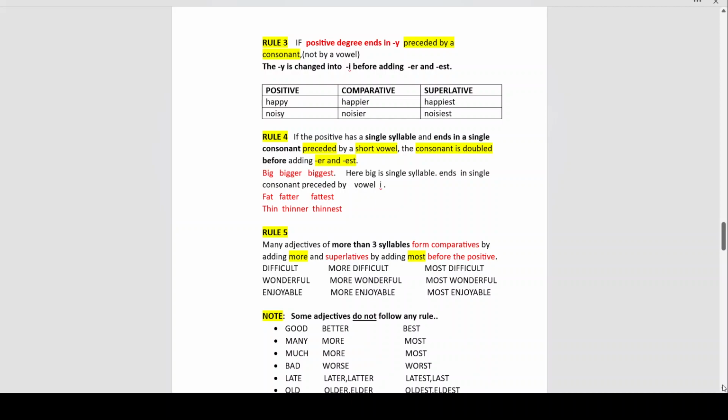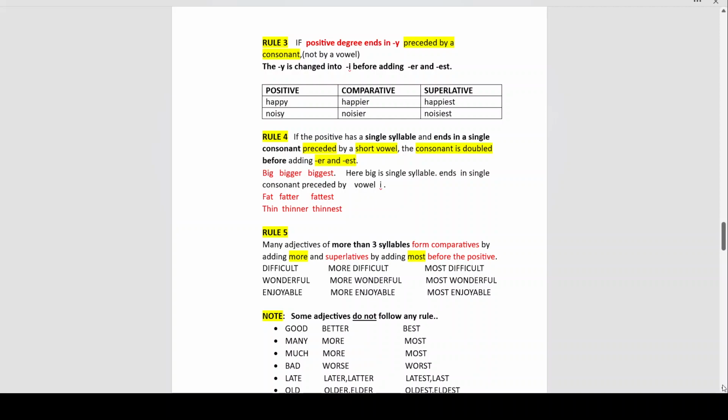Now, let us do the example. The positive which is given to you is happy. Now, you have to keep in mind that this positive happy is ending with Y and it is preceded. What is coming before Y? A consonant is coming. What are consonants? All alphabets except vowels A, E, I, O, U are consonants. So this positive is ending in Y and before that, that means it is preceded by a consonant P. So we replace Y by IER for comparative and EST for superlative.